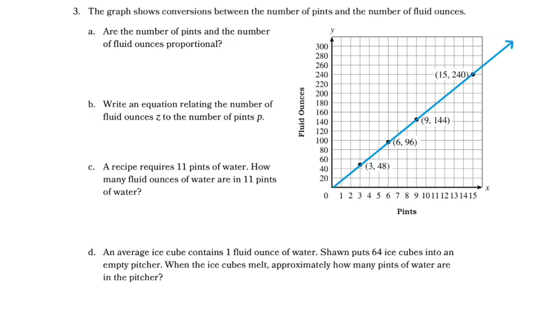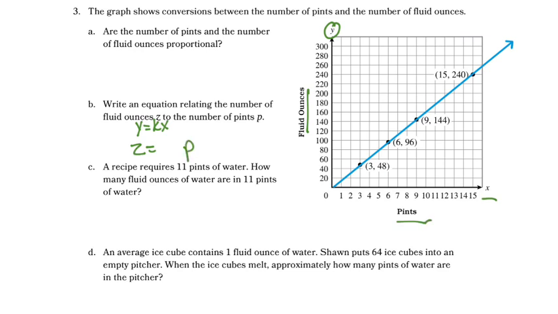Now we're going to create an equation. So y is equal to kx is the format for that equation. Our y-axis is here, and that is the ounces. They tell us to use a z for that. Our x-axis is over here, and that's our pints, and they tell us to use a p for pints.